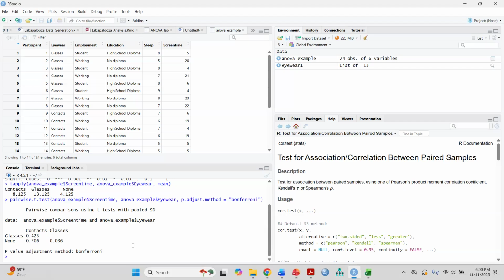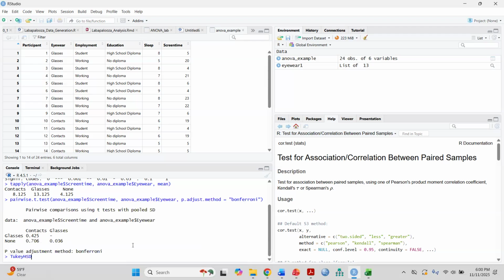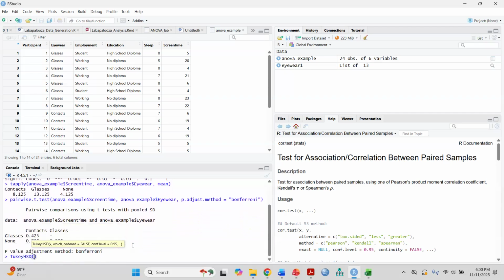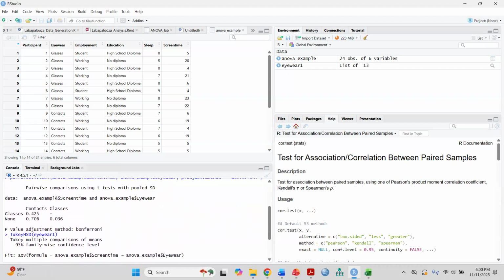There's another way that we can get at the follow-up test, the pairwise test, which is you type in Tukey, which is a fantastic name as well, HSD, and then in parentheses, you just put in the name of your model. So the model that I created was called Eyewear 1, but you could name it whatever you want. Eyewear 1. And if I hit enter, this is also pairwise comparisons. The difference is the Bonferroni method is actually the preferred method in a lot of cases if you have a priori hypotheses because it's a more conservative test.